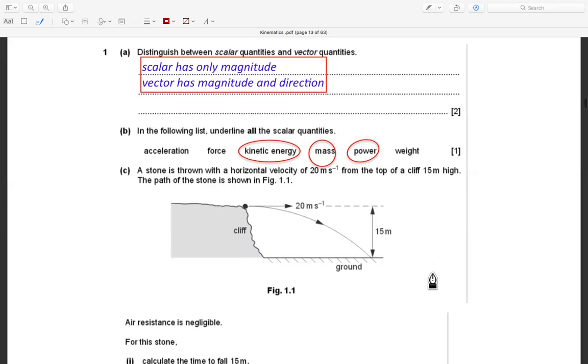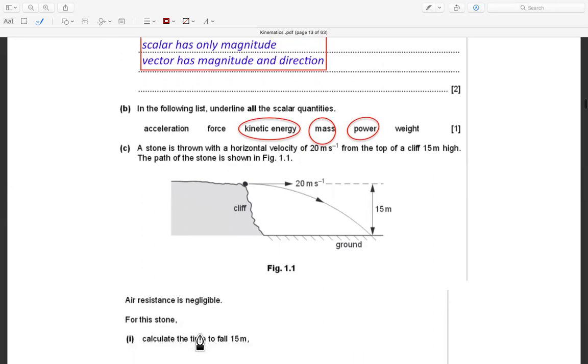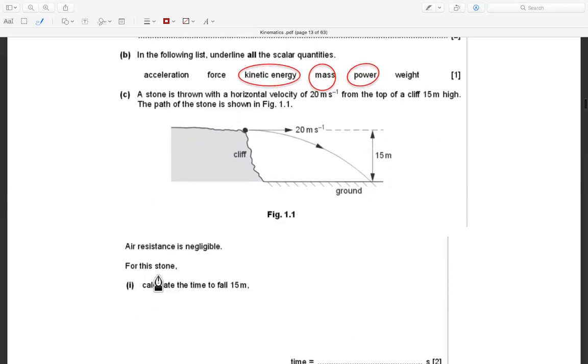Okay, now. A stone is thrown with horizontal velocity of 20 meter per second from the top of a cliff 15 meter in height. The path of the stone is in figure 1.1. I think this is the same as the previous number but with different magnitude. Air resistance is negligible. For this stone, calculate the time to fall 15 meter.